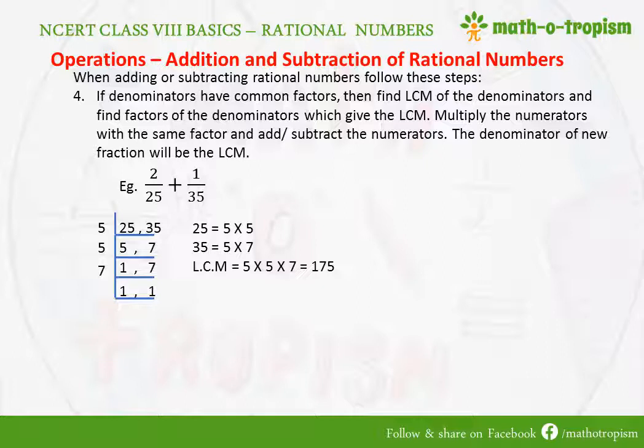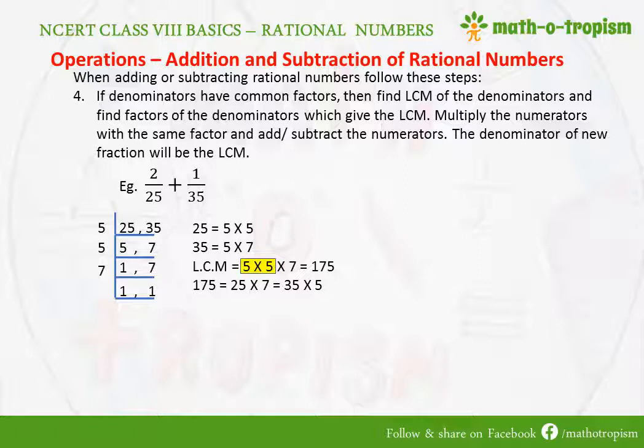Now when we are trying to make the denominators the same number, if we take 25, what is the factor which is not there in 25 but there in the LCM 175? It is that 7. So we will be multiplying the fraction 2 by 25 both in the numerator and denominator with 7.